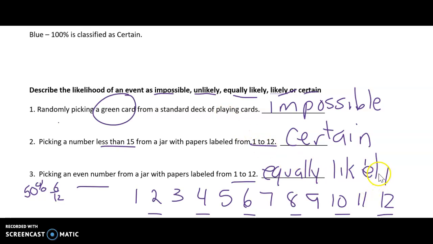So what you're going to do for today's assignment is calculate some probabilities, just like you did yesterday, and then after you calculate it, you are going to categorize it into impossible, unlikely, equally likely, likely, or certain. And it will fall into one of these categories, because remember that probability is from 0 to 1, or 0% to 100%, from impossible to certain.